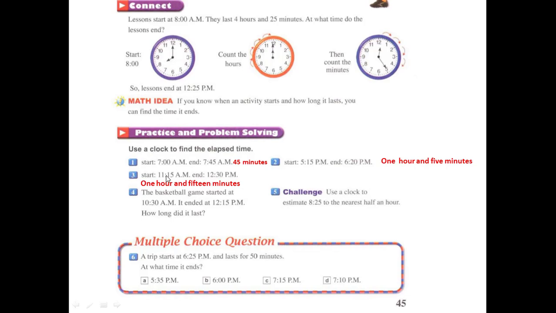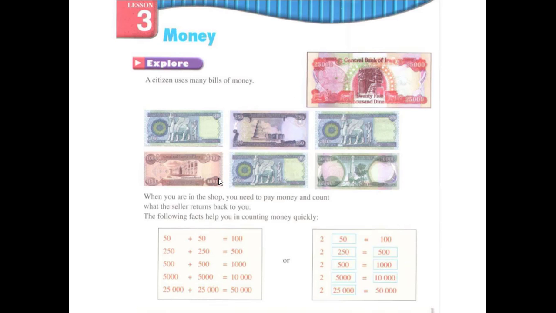Here we have 11:15 and finished at 12:30. Again, it is 1 hour and 15 minutes, because from 15 to 30 is going to be 15 minutes. Okay, and here C is the correct answer.